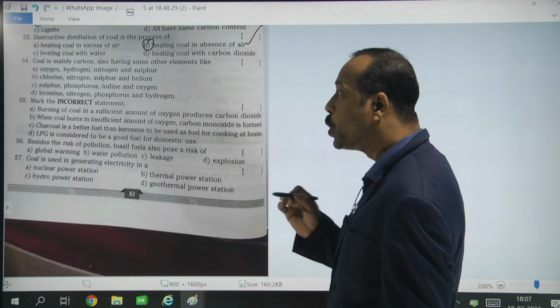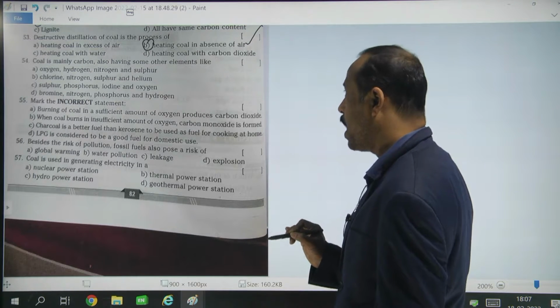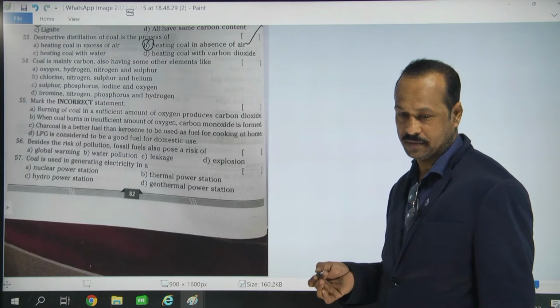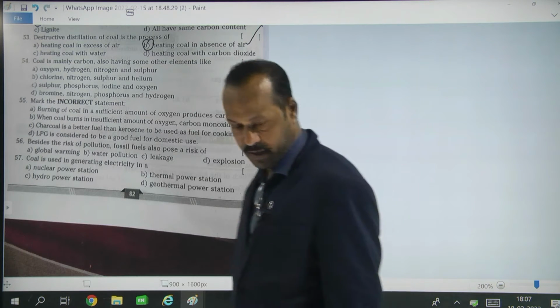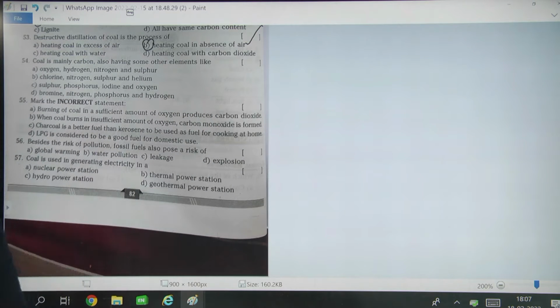The 54th one. Coal is mainly carbon, along with some other elements also. What are those elements? Oxygen, hydrogen, nitrogen and sulfur; chlorine, nitrogen, sulfur and helium; sulfur, phosphorus, iodine and oxygen; bromine, nitrogen, phosphorus and hydrogen. So what might be the right answer in this one?